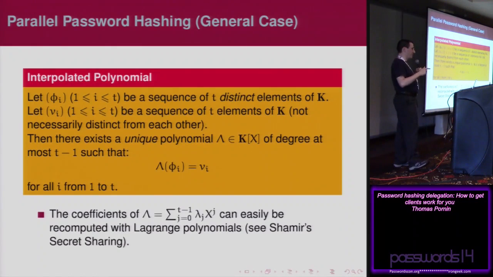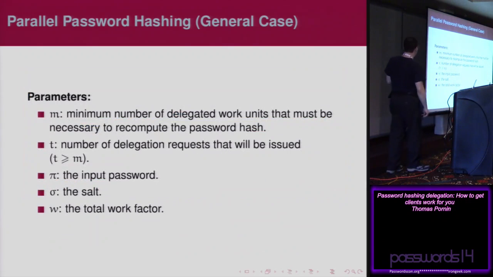And that's the crucial point. If you have t-1 values, you don't know anything about what that polynomial would give as values for other inputs. So let's do it. We want to get answers from at least m delegated work units. We want at least m clients to work for us, and we require that at least m systems have invested in the computational effort of all these squarings to rebuild the hash values.